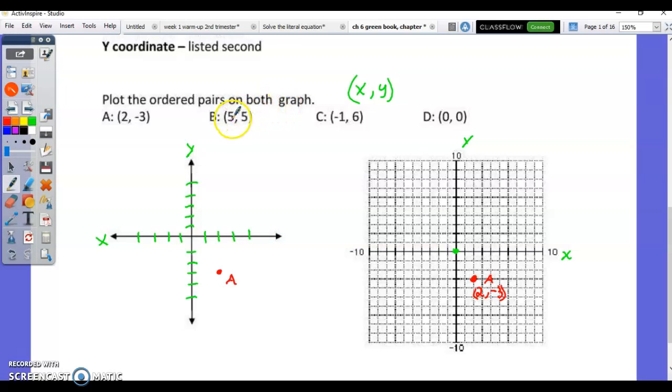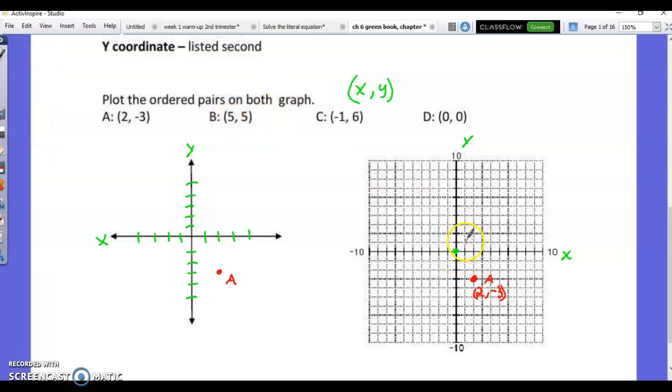All right, I have 5, 5, so for my x value, I have to go +5, and then my y value, I have to go +5 as well. So I go over 5, 1, 2, 3, 4, 5, and then for my y, I go up 5, 1, 2, 3, 4, 5. Right where those meet, I put a dot. I can label that as B, because that is my 5, 5.